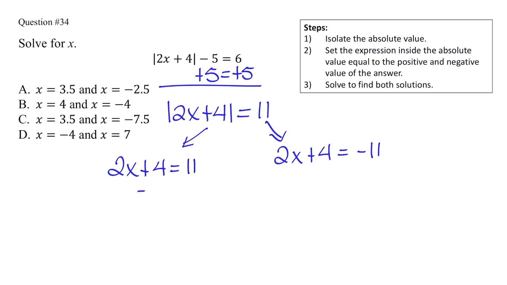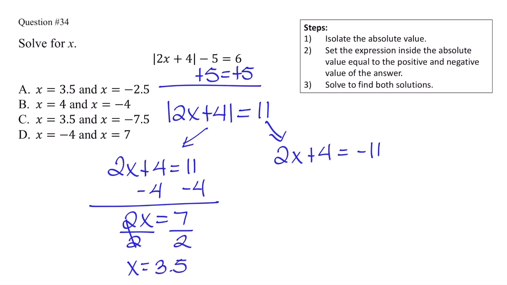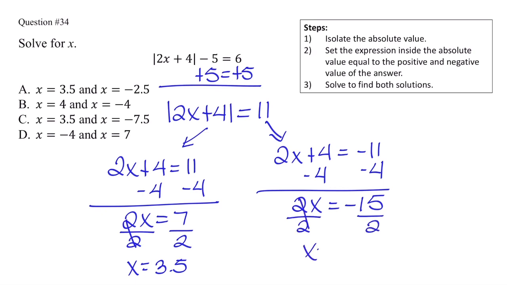So now we just solve these equations. So I'm going to subtract 4 from both sides. So I have 2x equals 11 minus 4, which is 7, and then divide by 2, which gives me x equals 3.5. Here on the right side, I can subtract 4 from both sides once again, and then I'm going to get 2x equals negative 15. And then I'm going to divide both sides by 2. And so that gives me x equals negative 7.5. So the correct solution is C, x equals 3.5 and x equals negative 7.5.